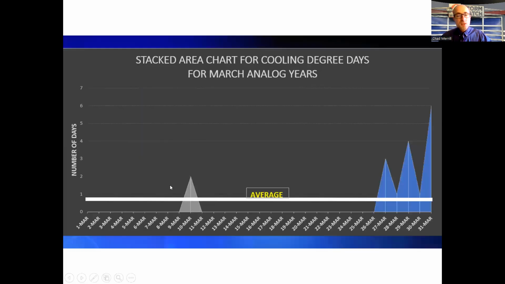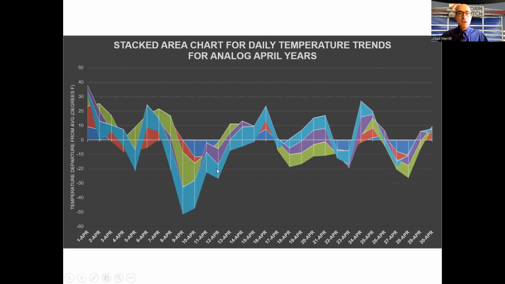When we looked at cooling degree days in March, now many of you probably don't even turn on the air conditioner in March, but the only trend that I see is towards the end of the month, and this might be a good opportunity for you to test your air conditioner system to make sure it's functioning properly. But there's only one analog year that produced a spike in cooling degree days. So chances are you probably won't need the air conditioner unless you want to test it. And the best chance to test it will be between March 28th and the 31st.